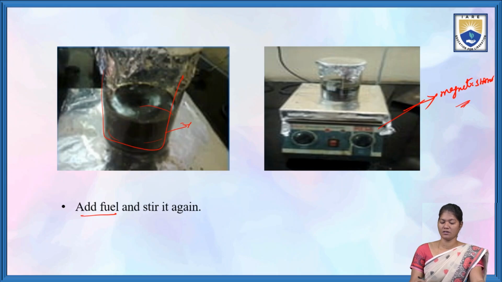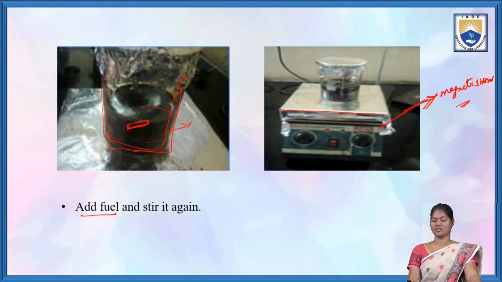In this solution, we keep some magnetic pellet and place it on the magnetic stirrer. With the rotations, the pellet rotates inside the container, so that the solution is mixed very well.